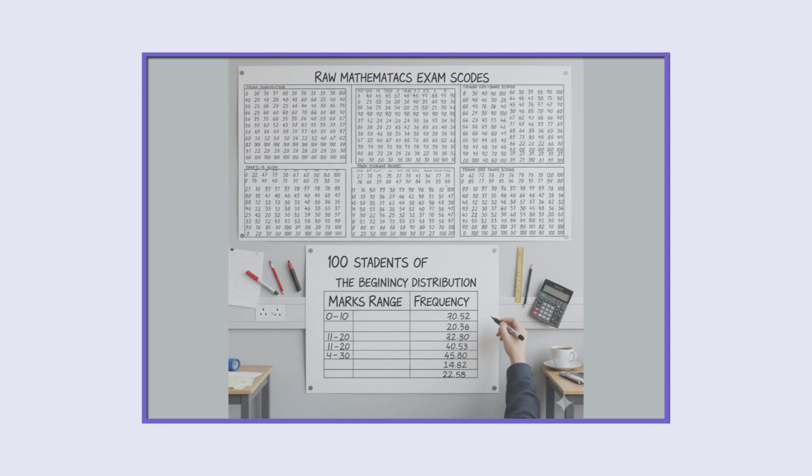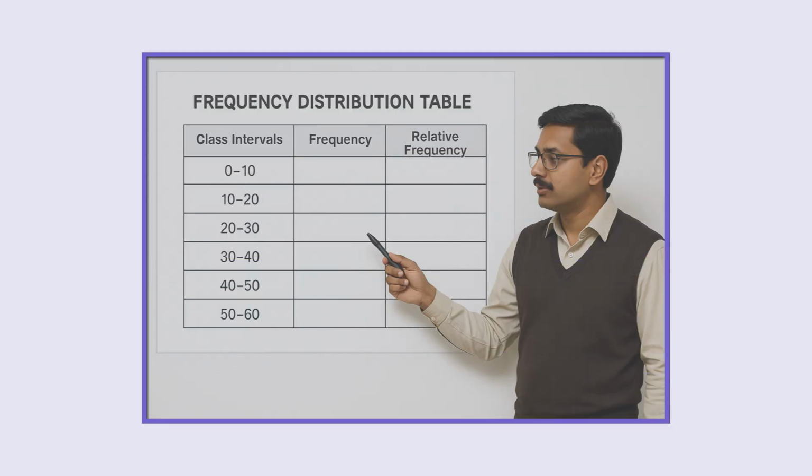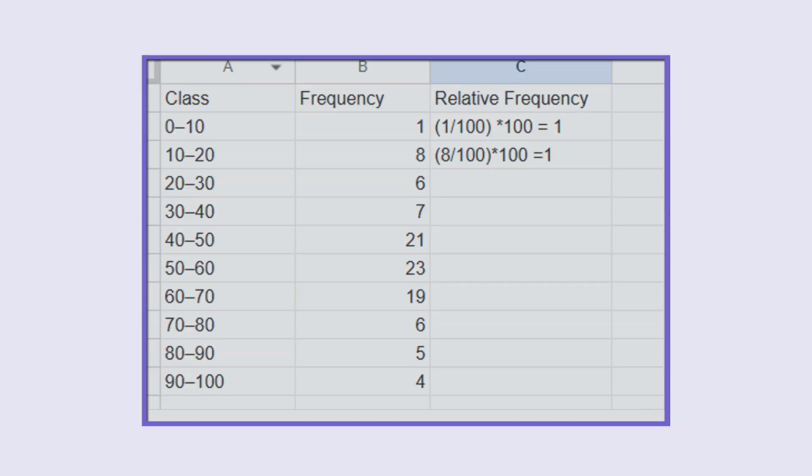Here are the mathematics marks of 100 students. Calculate the frequency distribution table along with the relative frequency for each class starting with 0 to 10, 10 to 20 and so on. We start by identifying the frequencies for each class interval, which are 1, 8, 6, 7, 21, 23 and so on.